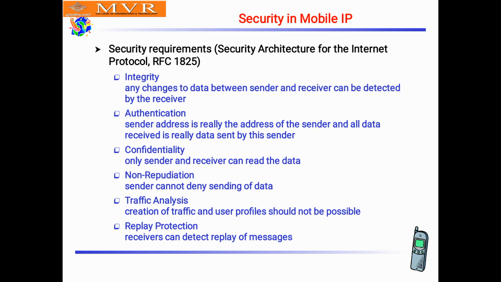And security in mobile IP has the requirements of integrity, authentication, confidentiality, non-repudiation, traffic analysis, and replay protection. Okay, so all these are security requirements. Integrity means any changes to data between sender and receiver can be detected by the receiver, and authentication is used. The sender address is really the address of the sender, and all the data received is really the data sent by the sender. Confidentiality means only sender and receiver can read the data. Non-repudiation means the sender cannot deny sending of data. Traffic analysis means the creation of traffic and user profiles should not be possible. Replay protection is used so the receiver can detect a replay of the message.